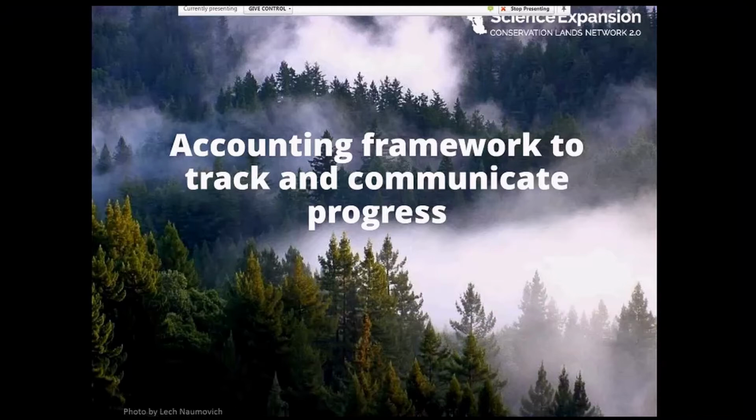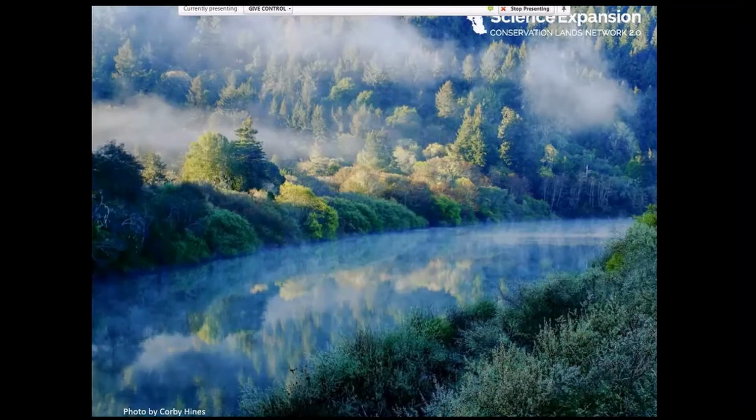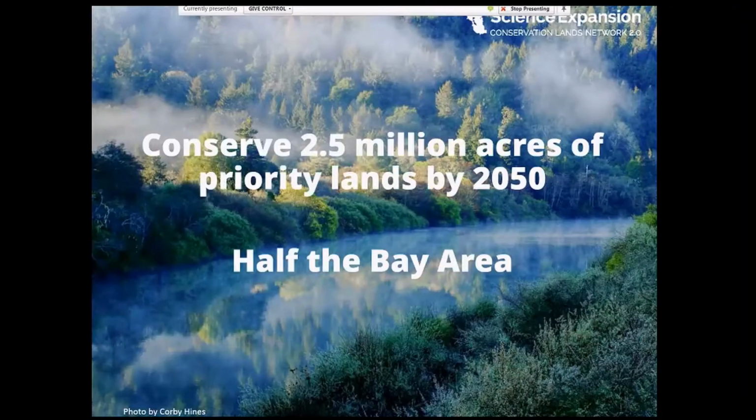And so that's where the CLN comes in. It sets a goals-driven vision to conserve 2.5 million acres of priority lands by 2050. That's the overarching goal, and that's about half the Bay Area. And why 2050? 2050 is when experts tell us that the effects of climate change will be acutely felt.